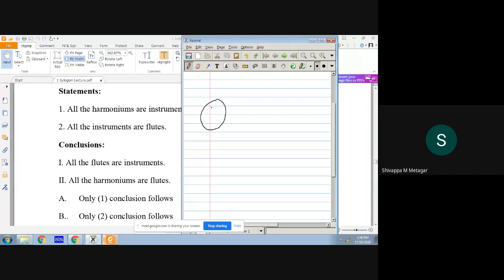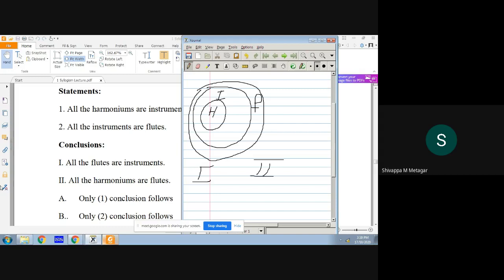First, harmonium. All the harmoniums are instruments. Okay, all instruments are flutes. Statement number 1, statement number 2. Conclusion: all the flutes are instruments. Wrong, because we are coming in the reverse direction.